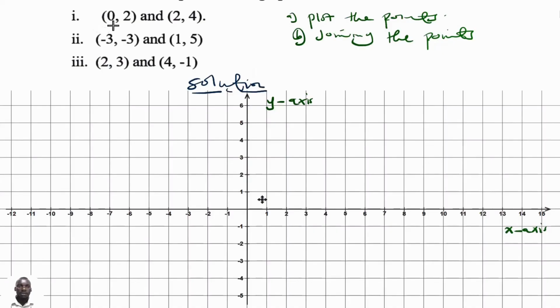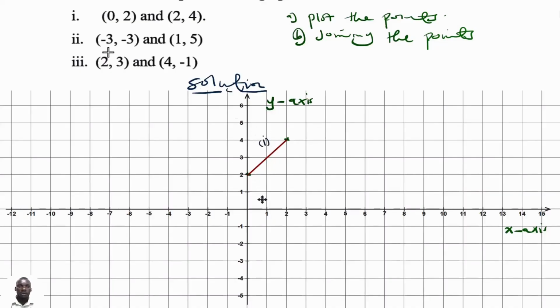For my number 1, let us plot. We have to plot (0, 2). So (0, 2), it's here. That's where the point is. Then (2, 4), (2, 4). It is simply here at that point. Then we need to join those two plotted points using a straight line. Let me draw it using a red ink. From here, I'm drawing it. So now this is our line for Roman numeral 1.